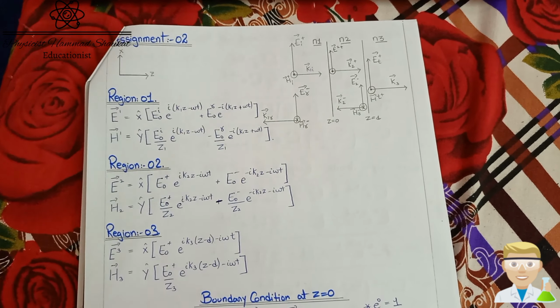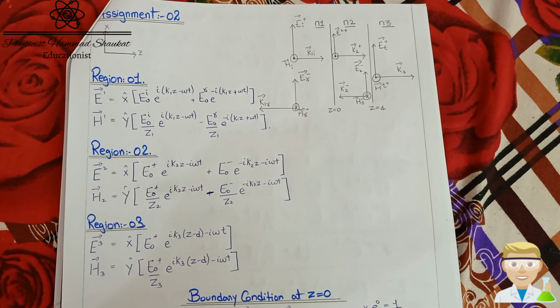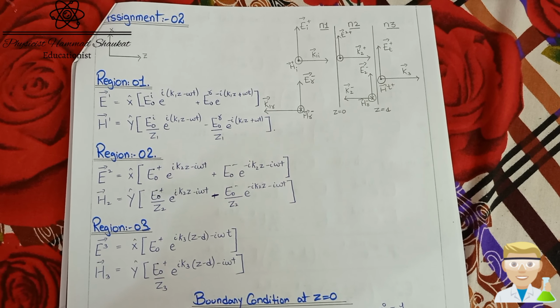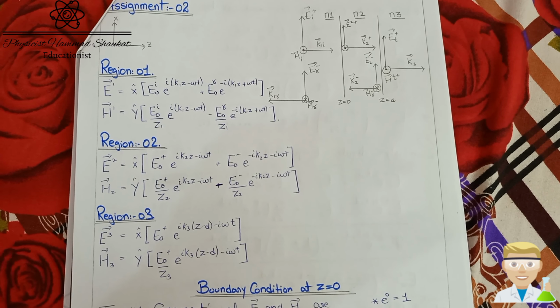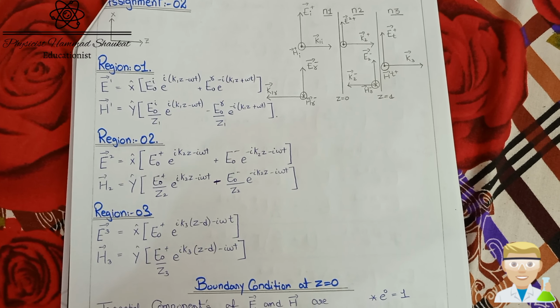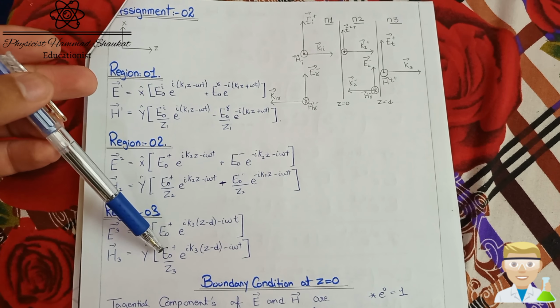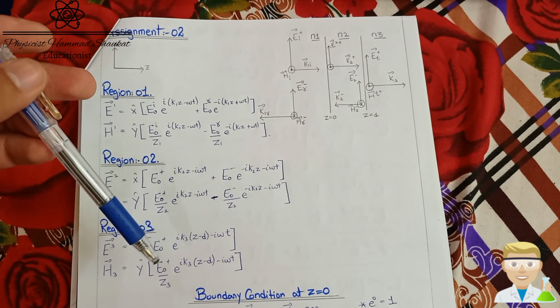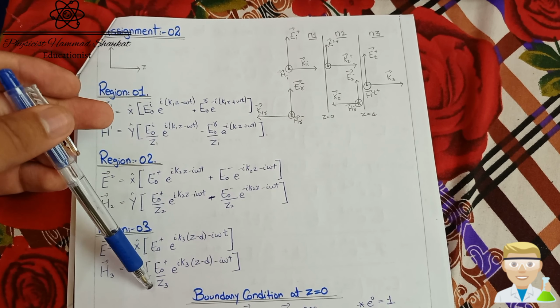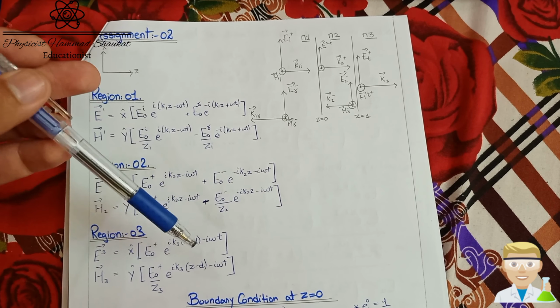Again you have to follow the same procedure for the magnetic field in region 3. You can write, because you know that the magnetic field is again in the y direction, in the positive y direction in region 3, and here is the amplitude, which is H naught, and H naught you know is E naught by Z, because you are in the third region, so that's why E naught plus divided by Z3, e power iota k3.